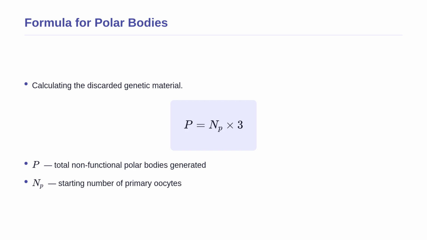In this equation, P represents the total number of non-functional polar bodies generated. N sub p is again the starting number of primary oocytes. The multiplier is 3 because each complete meiotic cycle produces up to 3 of these tiny cells. If the number of starting oocytes increases, the number of discarded polar bodies increases at 3 times that rate.